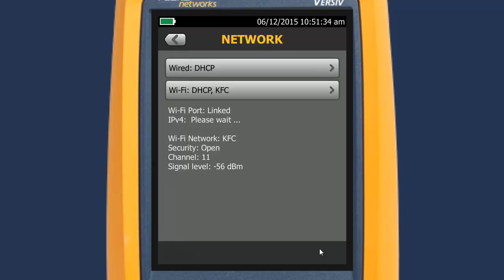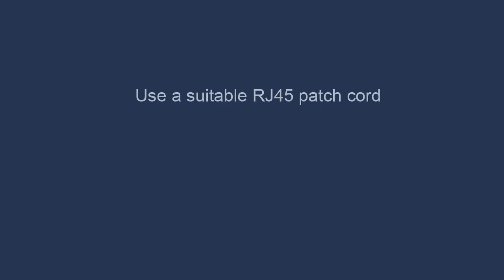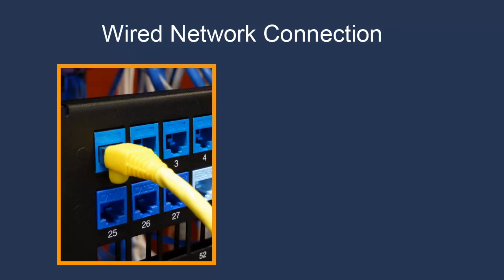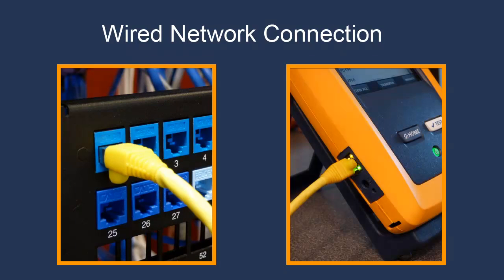For a wired connection, get an RJ45 patch cord that's suitable for the network. Connect the patch cord to an active network jack and to the RJ45 jack on the lower left side of the tester. If the LEDs on the tester don't come on, try a different network jack or a different patch cord.